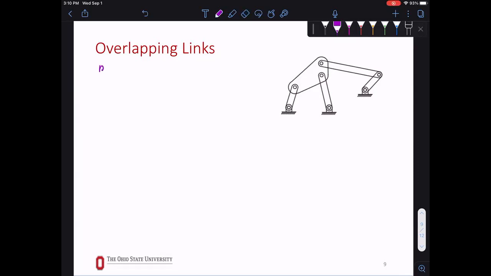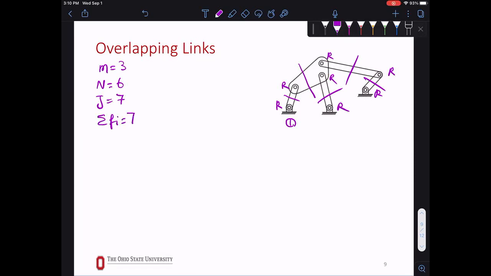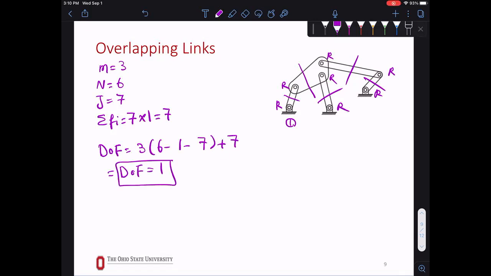So this is panel, and N is 3, and the ground is 1, 2, 3, 4, 5, J is 6, R, 7, and sigma F2 is also 7, and we have freedom will be 7, which is 1. So we got that. All right, so pay attention to that.